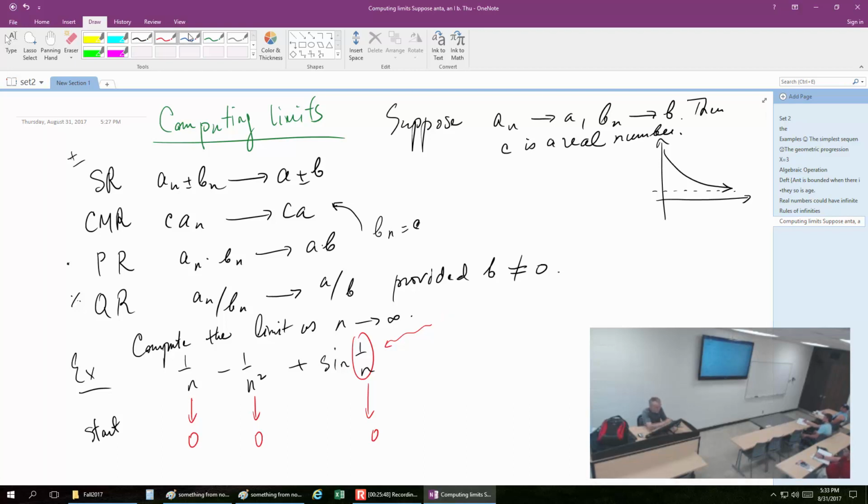Okay, let me help you out here. How about I write it as sine of 1 over n? To compute this, you first take n, then take its reciprocal 1 over n, and the next operation is sine. To the outcome of 1 over n, you apply sine. So what is it? n, 1 over n, sine of 1 over n.